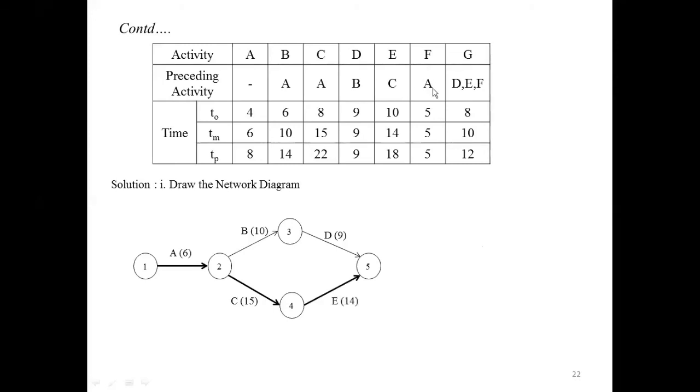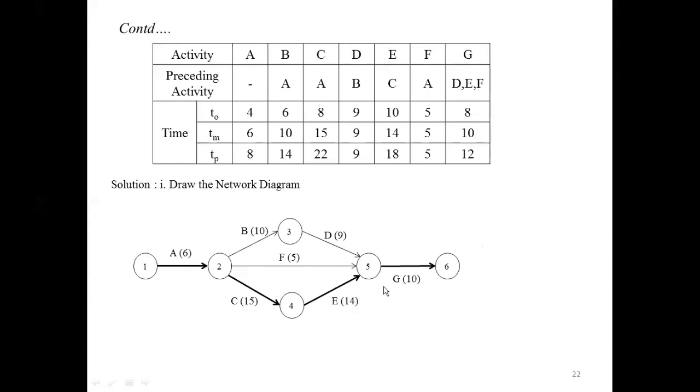For F, you have to write in front of A. Then next, for G, you have to write in front of D, E, F. That means you have to represent node 6 and draw an arrow mark. Corresponding to activity C and activity G, the most likely time is 10, so here you have to write 10.